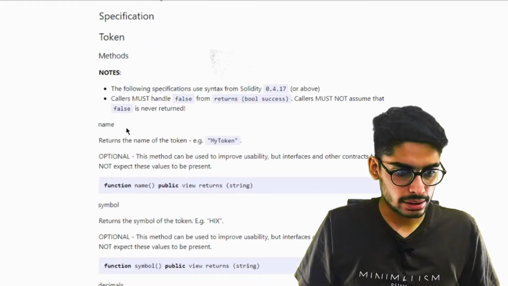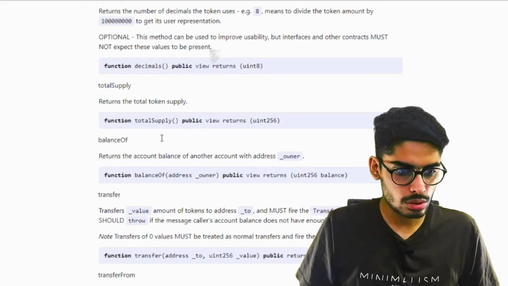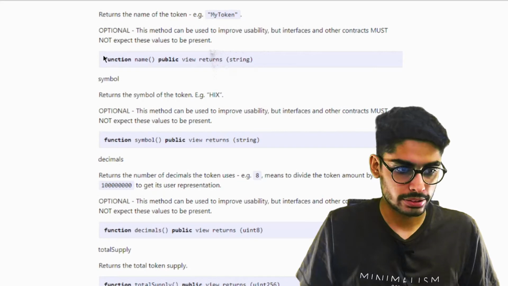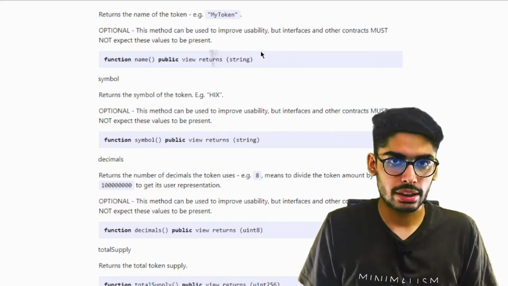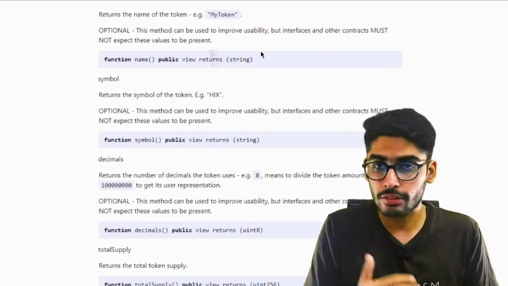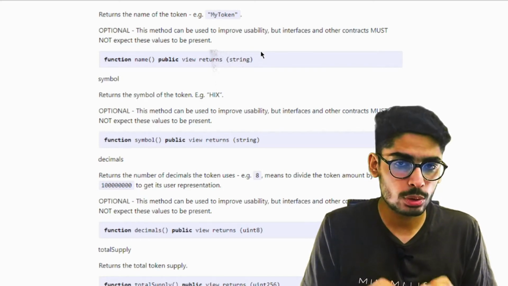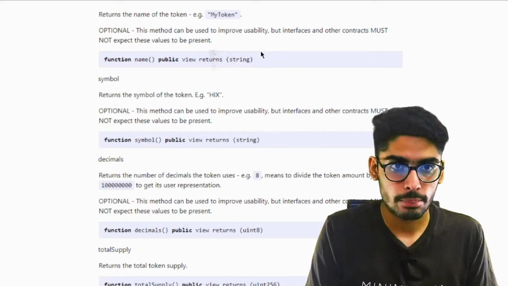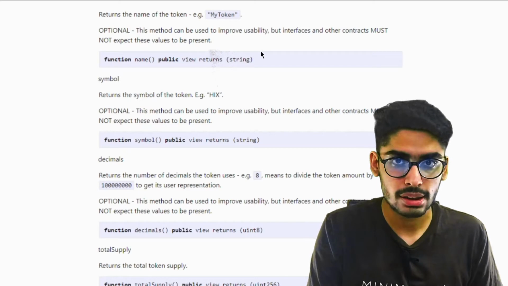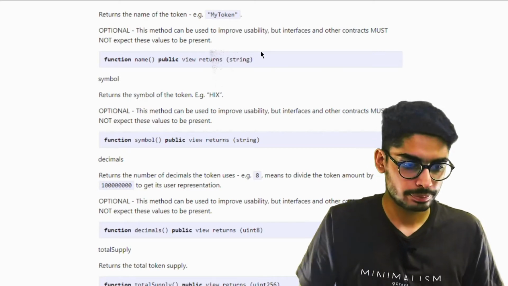So let us get started with the features. First of all, there are functions that we have to write in our code when we are writing our cryptocurrency. We have to specify these features, because if we do not specify them, then Ethereum will mark our cryptocurrency as invalid.